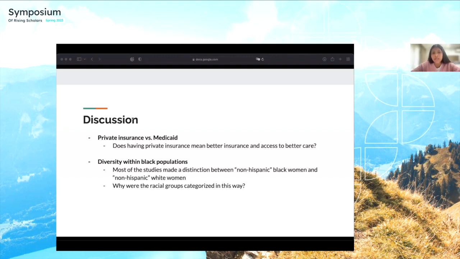But it was something I would like to study in greater detail. The second thing that I was wondering a little bit about is the diversity within Black populations, as most of the studies that I used made a distinction between non-Hispanic Black women and non-Hispanic white women and had Hispanic women as a separate racial category. So why were the racial groups categorized this way? And that is something I would like to look into as well.